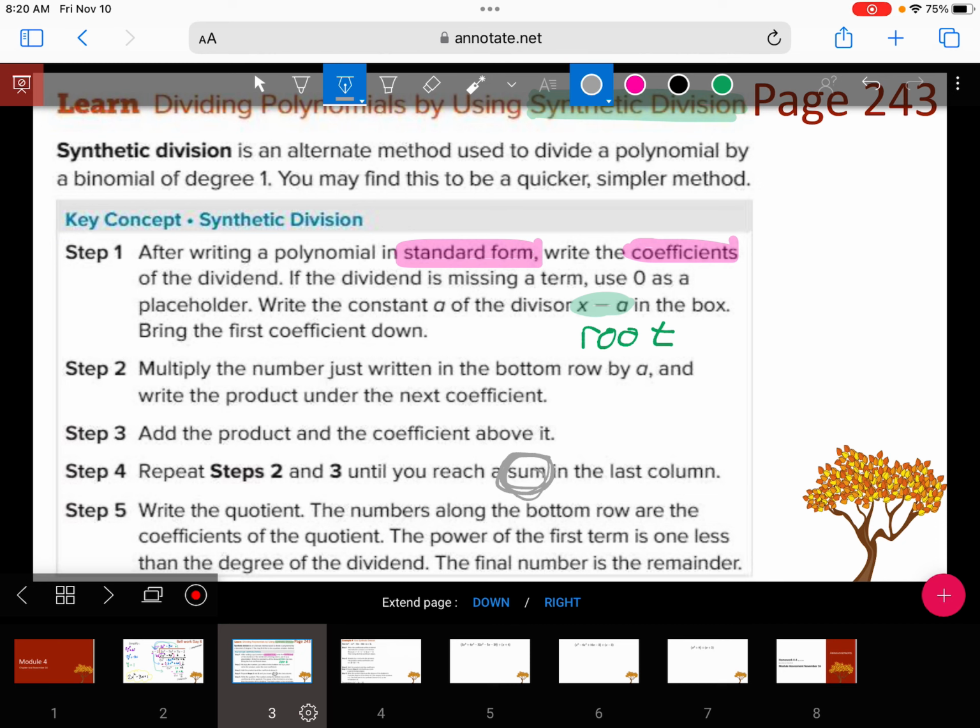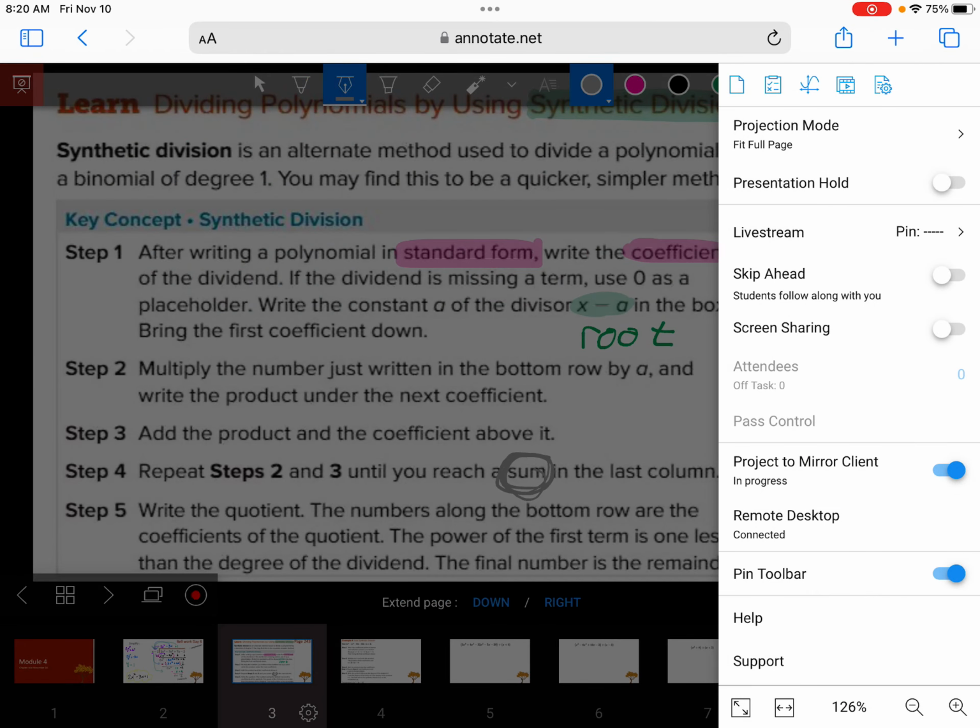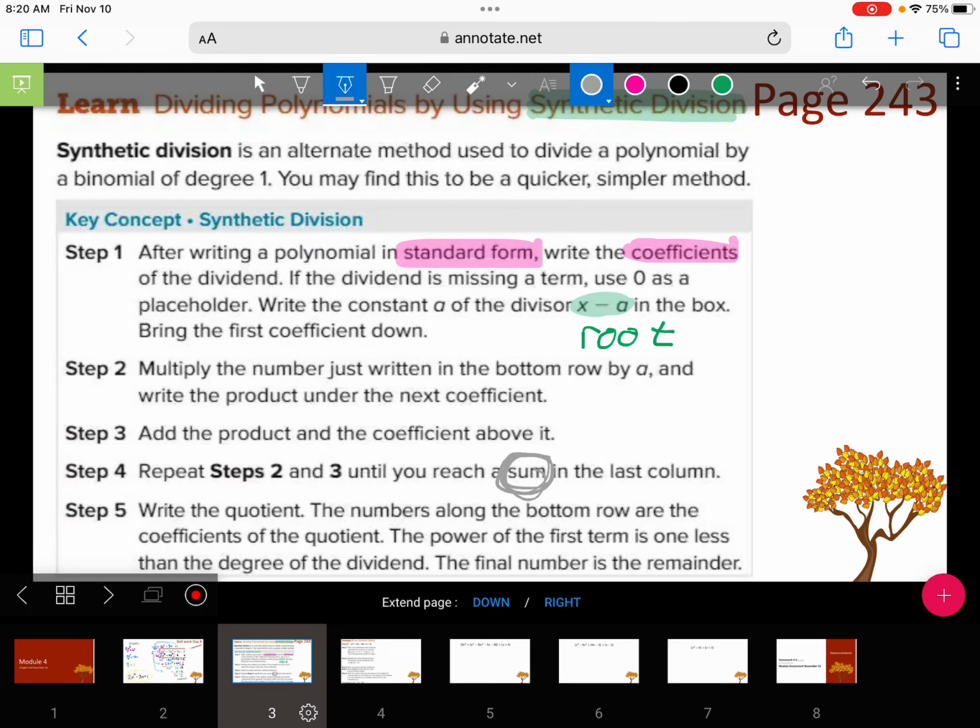Okay? I'm going to switch the page. It's going to keep the wall of text up, but it's just going to give us a problem on the side.